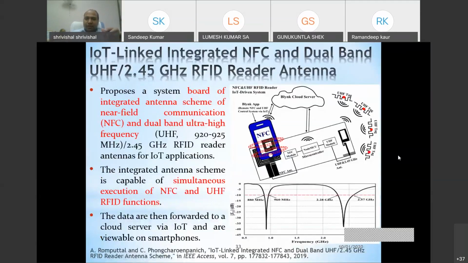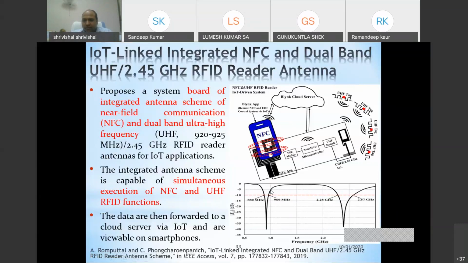This is another very promising application related to the IoT part. Here you can see they have designed an IoT-linked integrated NFC and dual-band antenna for RFID reader systems. In this case, the antenna is working at 920 to 925, this is 900 megahertz, as well as 2.4 gigahertz, this is the Wi-Fi range, so the Wi-Fi readers. The objective is short range communication as well as nearby device integration, and this could be done very easily. If you see the antennas, this is a demo printing, a pictorial presentation.